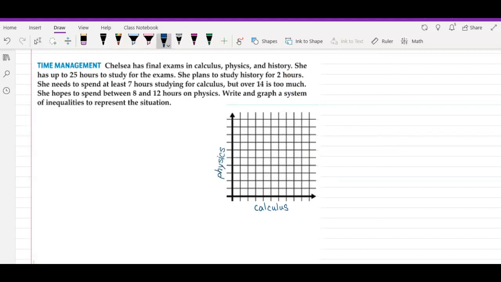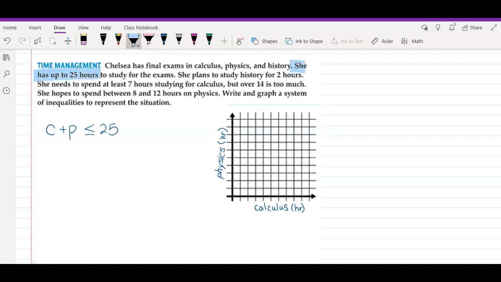All right. Again, you can use X and Y if you prefer. X would be the number of hours she spends on calculus, and Y would be the hours she spends on physics. In fact, we should put those units on here, talking about hours. I prefer to use C and P though. So she has up to 25 hours. So if she takes her calculus hours and her physics hours, she can be less than or equal to 25. That's what this part means right here.